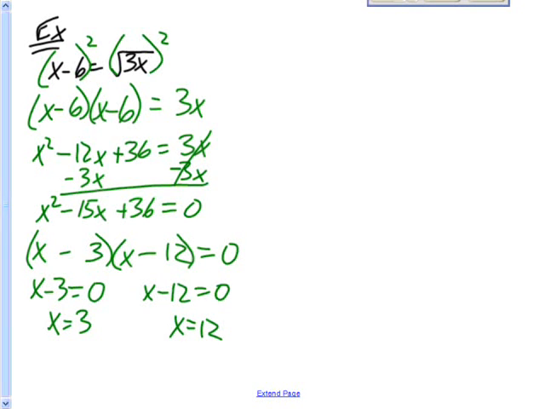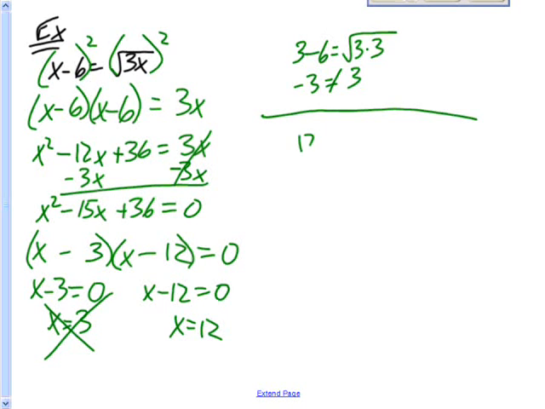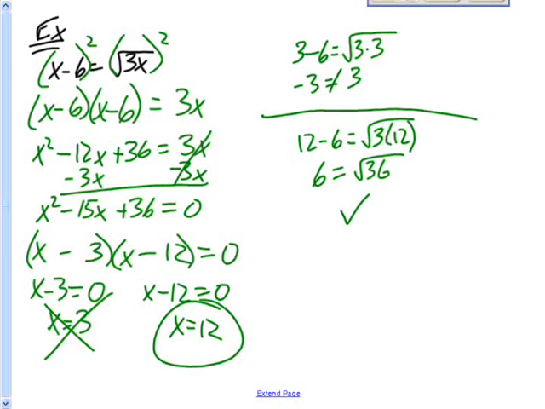So I say, well, let me check the 3. Does 3 minus 6 in the original... is that true? Is -3 equal to square root of 9, which is 3? Nope, that doesn't work. Extraneous solution. Let's check the 12 now. Does 12 minus 6 equal square root of 3 times 12? That's 6, square root of 36. Hey, that works, right? That one does work. So x equals 12.